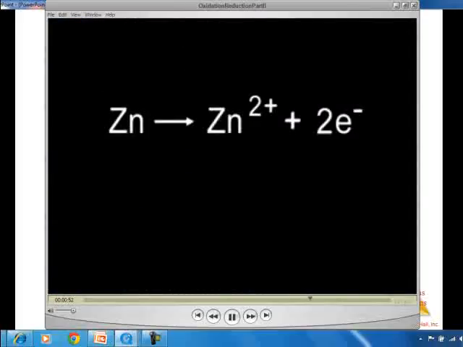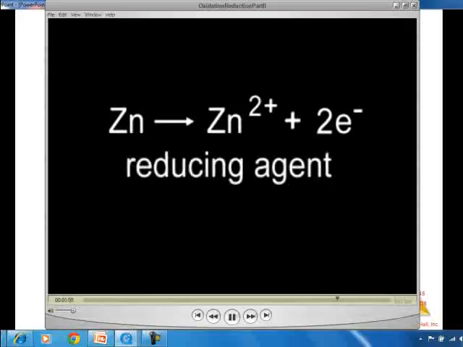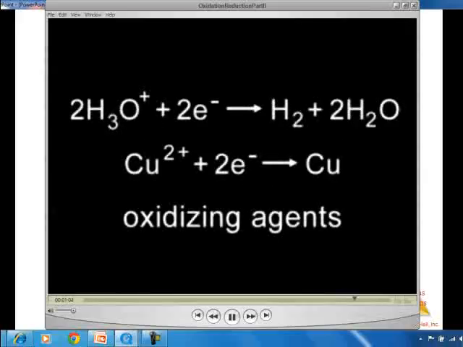In the two examples we have seen, zinc is oxidized. Because it causes the reduction of other substances, zinc is said to be a reducing agent. The substances that are reduced in these reactions, hydrogen ion or copper +2 ion, are oxidizing agents towards zinc.